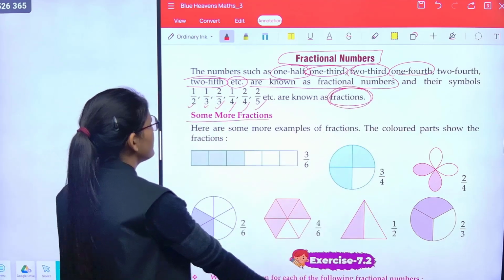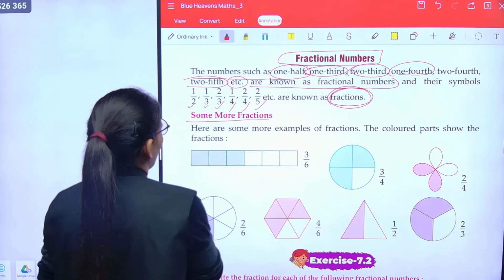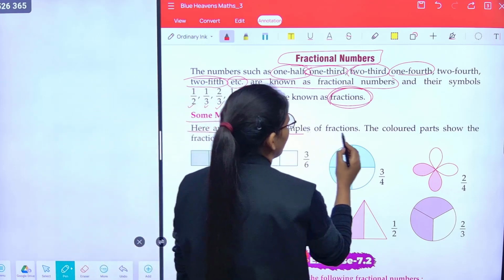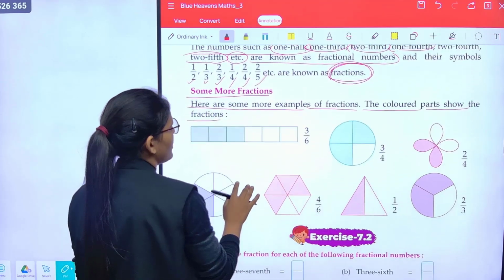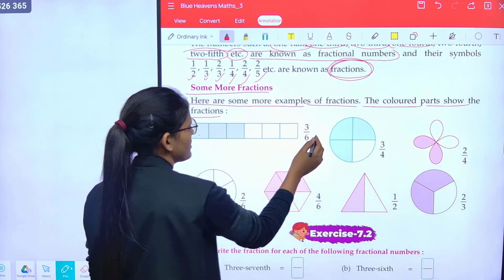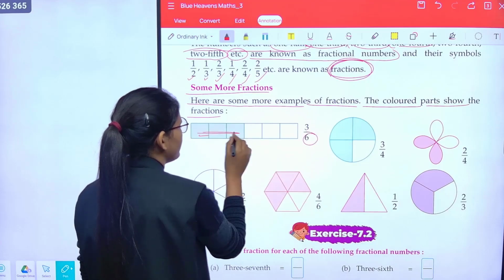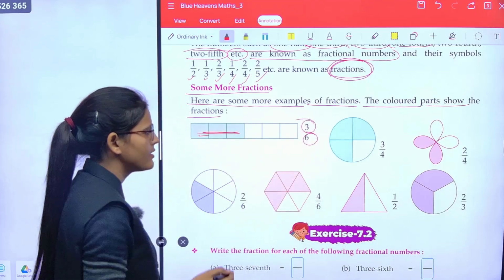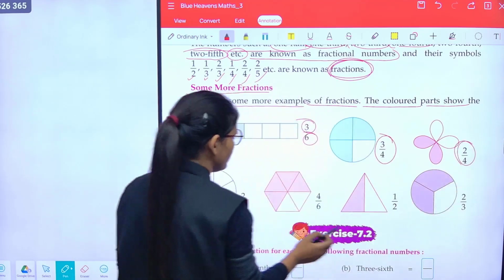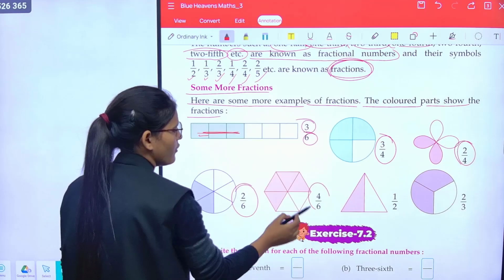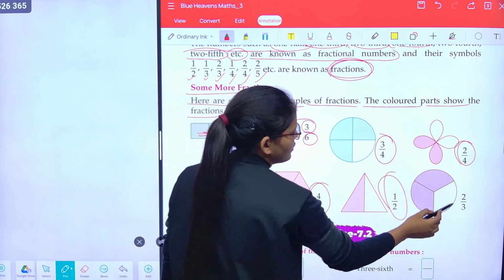Some more fractions. Here are some more examples of fractions. The colored part shows the fraction. Now it is 1, 2, 3, 4, 5, 6, and 3/6, 3/4, 2/4, 2/6, 4/6, half, 2/3.